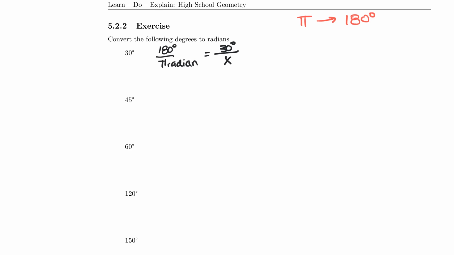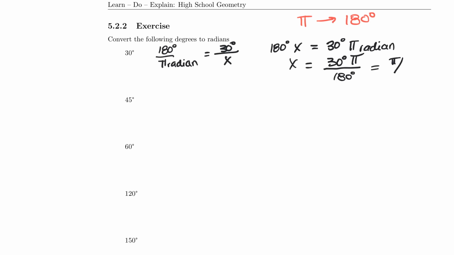Okay, so as we know from algebra, when we have a fraction equal to another fraction, we solve it by multiplying in x, right? So 180 times x and 30 times pi radians. Okay, so it is 180 times x equal to 30 degrees pi radians. To get x, we have that it is 30 pi, let's assume that the radian is in there, divided by 180 degrees. And what it gives me is pi over 6.